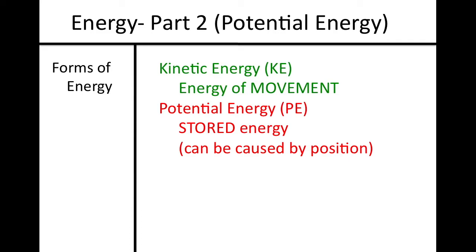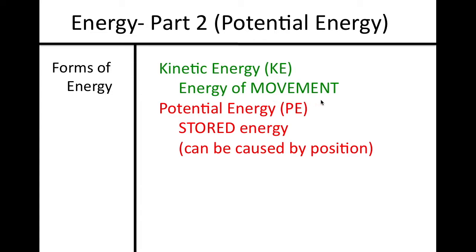Today we're going to be taking T-notes on energy, but we're going to now be focusing on potential energy. Now remember, we've already taken notes on this part. We know that the forms of energy can fall under two categories, and the first one was kinetic energy. And this is denoted as KE, and we know that kinetic energy is the energy of movement.